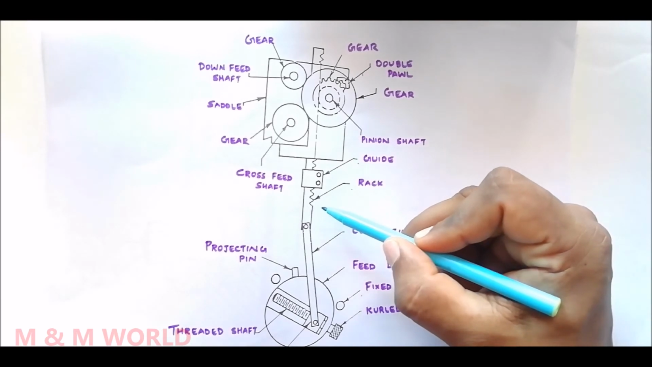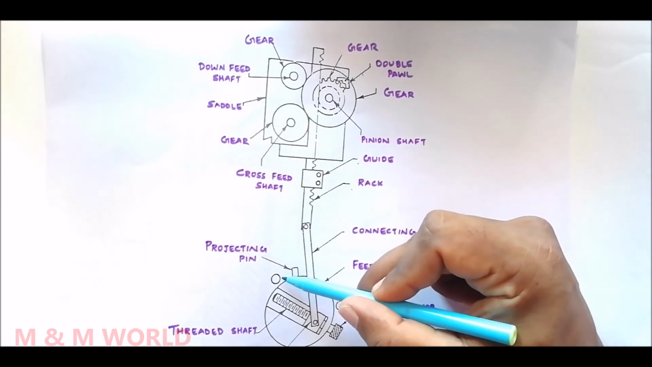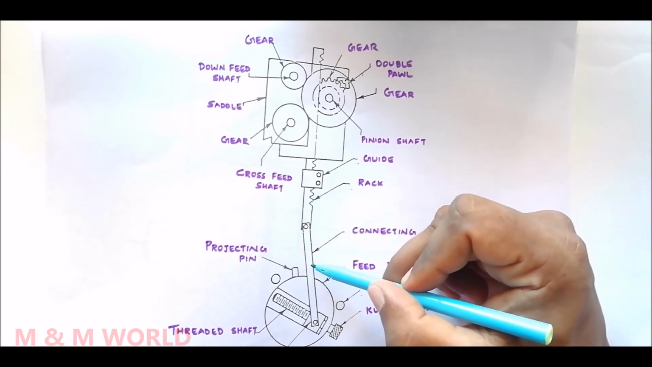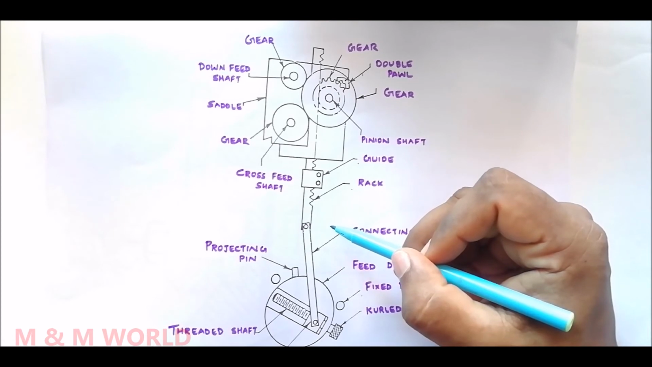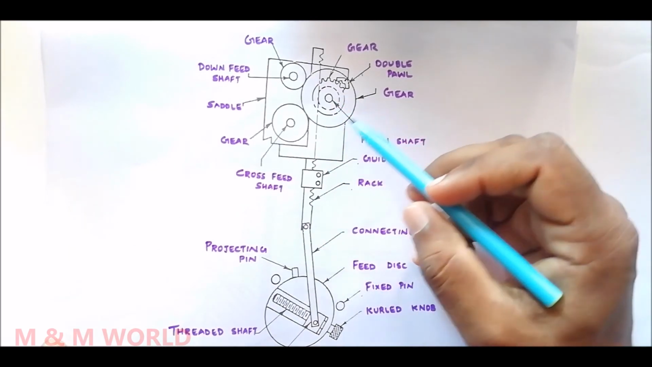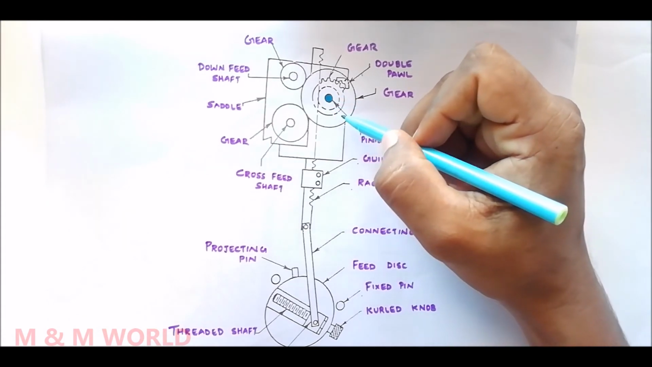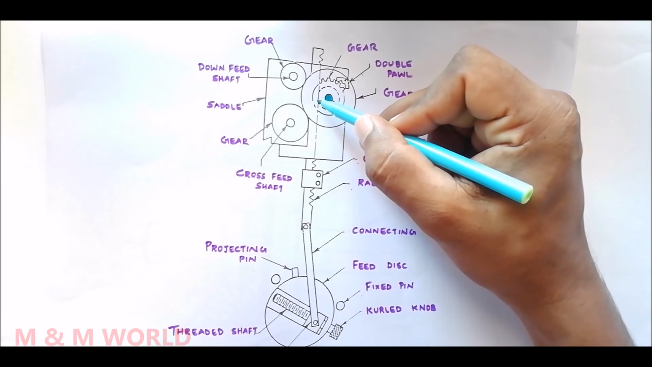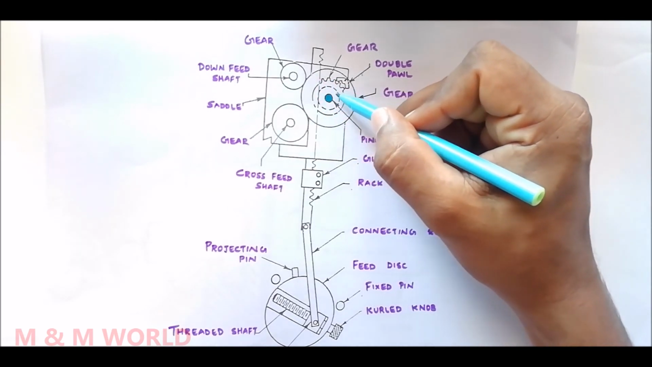So the rotary movement of the disc is transmitted to the rack through a connecting rod. When the disc moves from this point to this point, the motion is transferred to the rack with the help of this connecting rod. A pinion is mounted on this shaft, which is the pinion shaft. This pinion meshes with the rack, so the pinion receives a rotary movement.